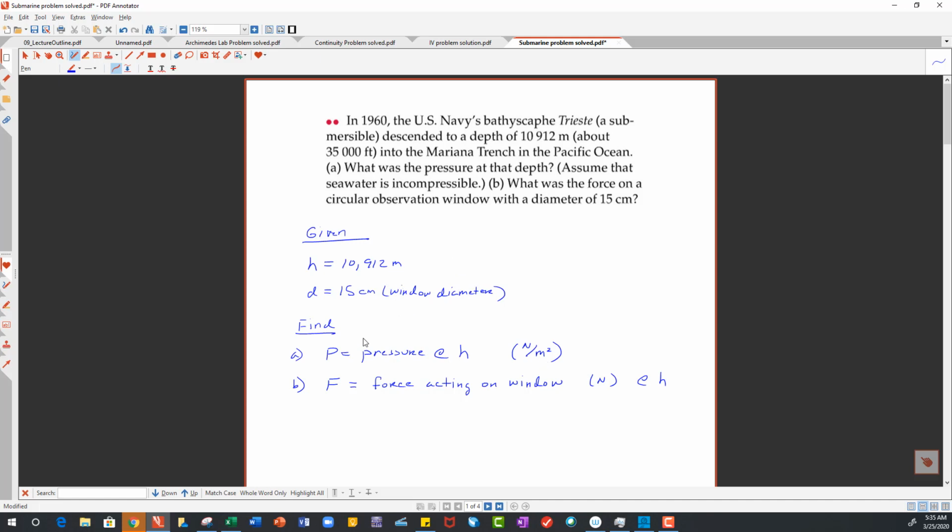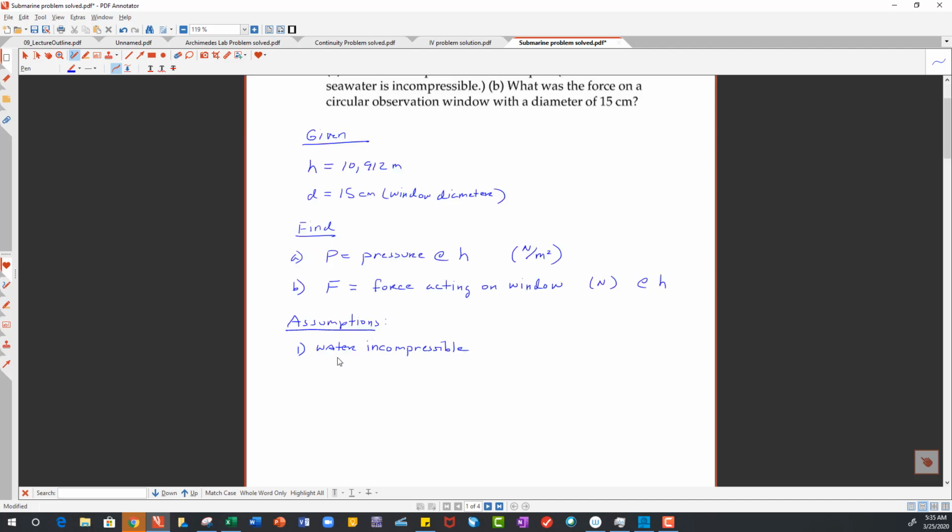So next thing we want to do is write our assumptions. The key assumption here is that water is incompressible. This is actually a key assumption in fluid dynamics. And the equations and parameters we're going to need to solve this problem, I'll just go ahead and list.